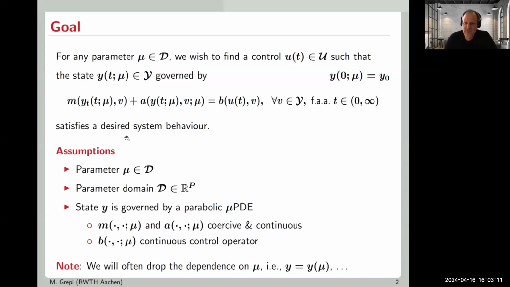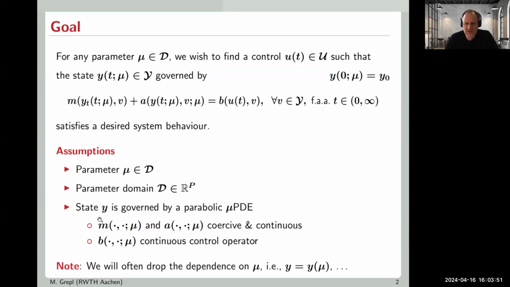Just to introduce some assumptions and notation here, we assume that our parameter is given by mu. The parameter domain is given by this calligraphic D, subset of R^P. And we assume that the state is governed by a parabolic parametrized partial differential equation, which is written up here in weak formulation. I'm sure you're all familiar with weak formulation. So, for example, M is the mass term involving the time derivative, A is the stiffness term, and then the right-hand side, B, involves the control.